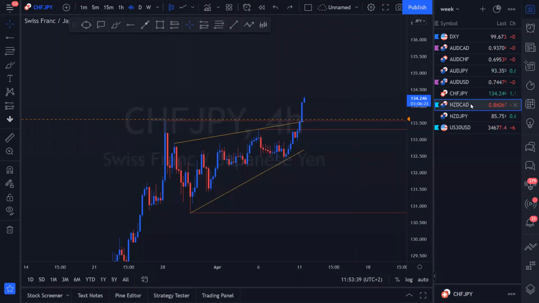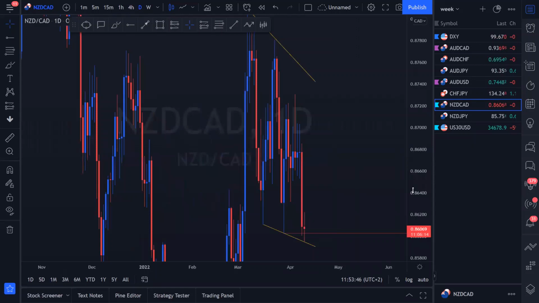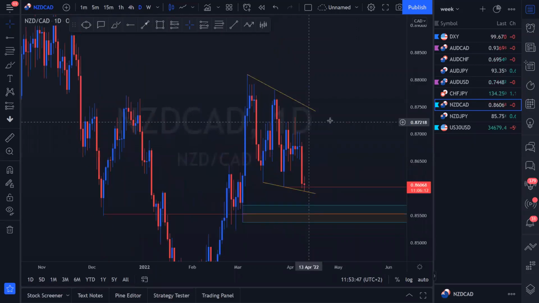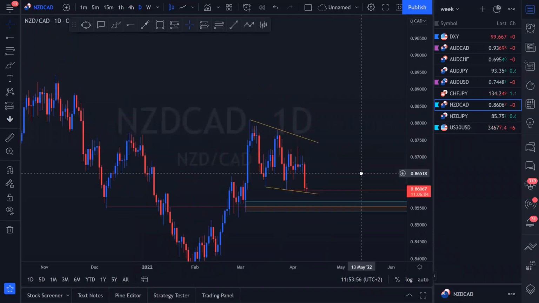Cool. Let's go into some New Zealand Dollar Cad, guys. I also love New Zealand Dollar Cad. I'm excited about it. We've been speaking about New Zealand Dollar Cad and what the structure is going to do for the longest of time. I'm so glad we've finally broken below these support structures there. Kind of exciting for me to watch.